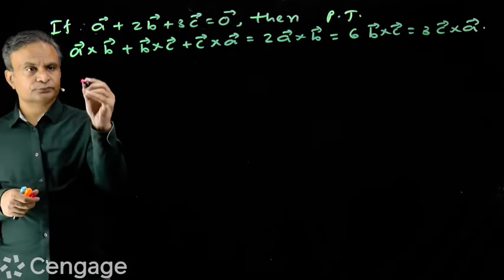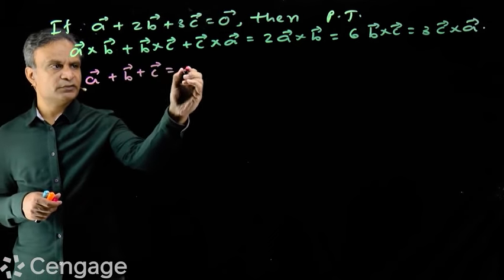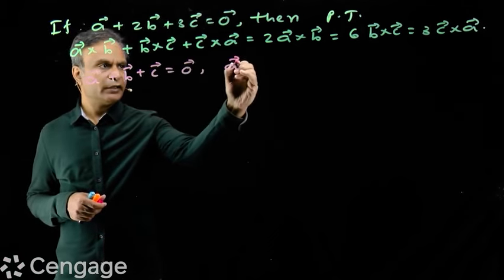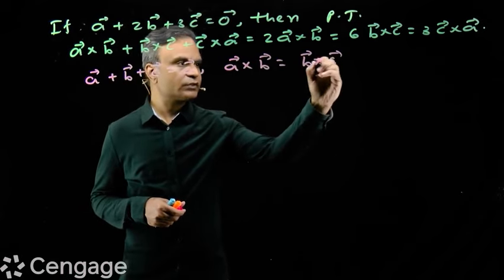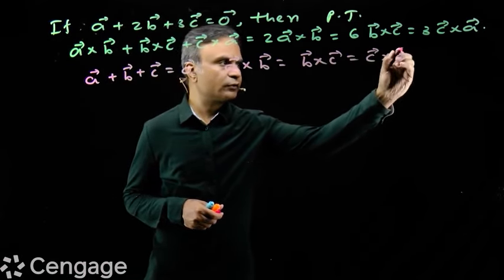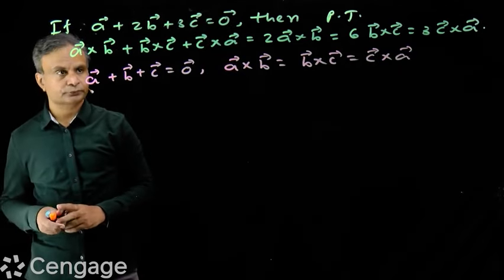We have a standard result. If the sum of vectors a, b and c is a null vector, then a cross b is equal to b cross c is equal to c cross a. Okay, how will we use this result?